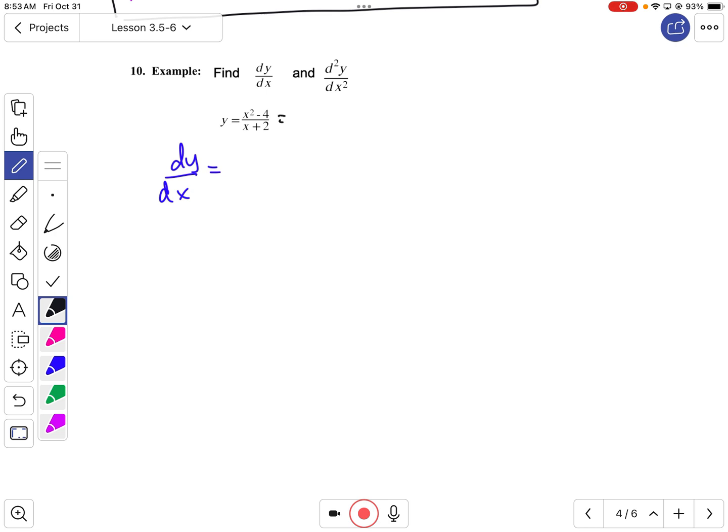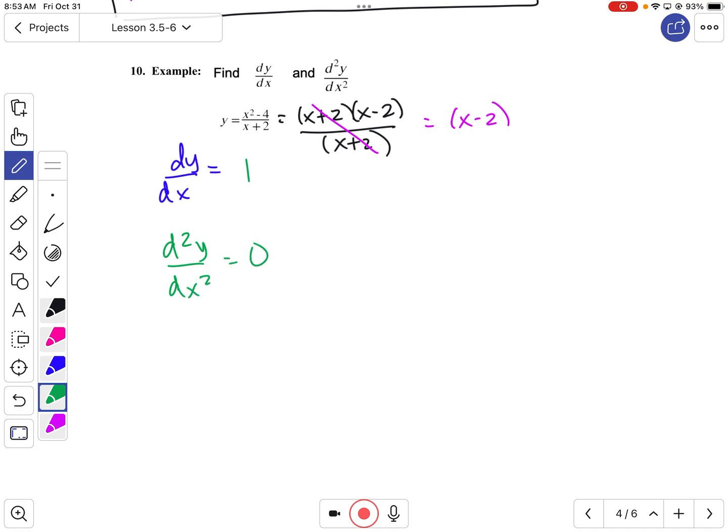So the thing I notice is that I have a difference of 2 perfect squares up there on the top. All right, I have x plus 4, x minus 4. Nope, x plus 2, x minus 2. She can be taught. Over x plus 2. Okay, and so then what's going to happen with that expression? Yeah, the x plus 2's cancel, and I get just x minus 2. Okay. So what is the first derivative? And what is the second derivative? 0. Okay, so you always want to look for, can I make this easier on myself? Okay.